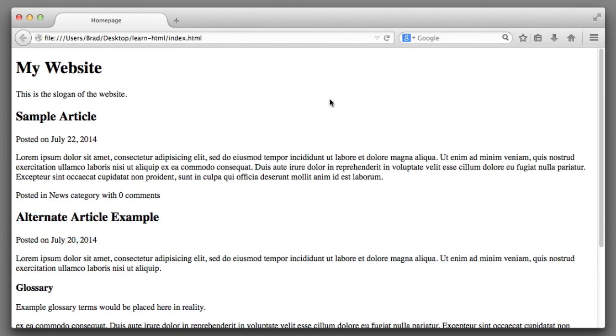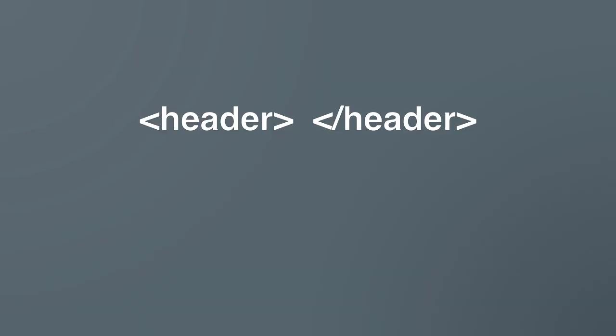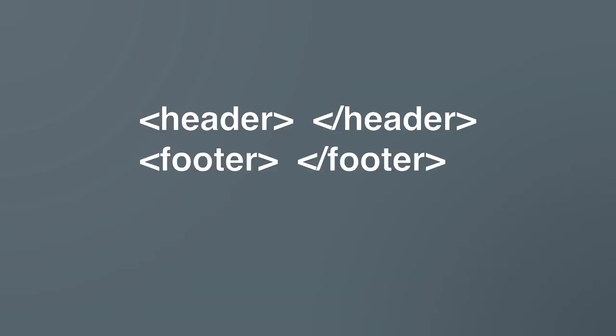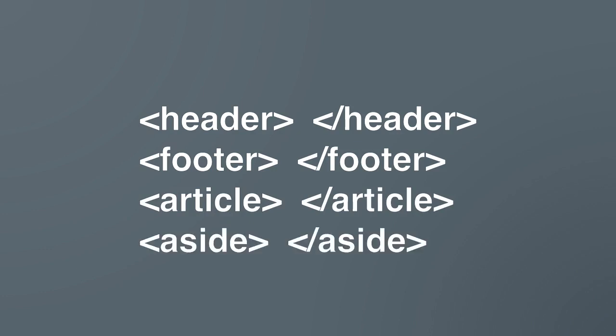Our goal was to add structural elements to give additional organization and semantic meaning to our page. To review, we learned about 4 new elements: header, footer, article, and aside. We're well on our way to writing more organized code.